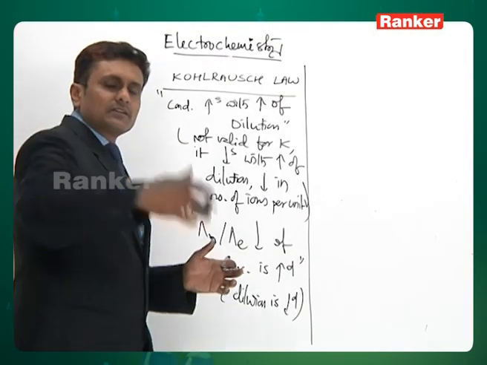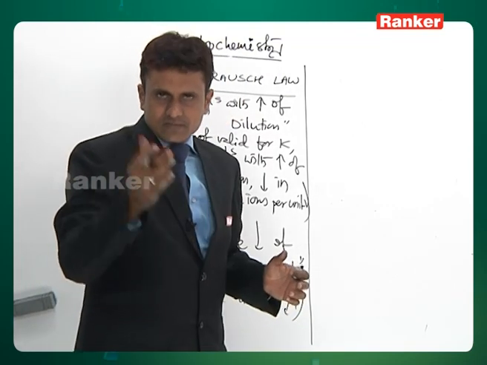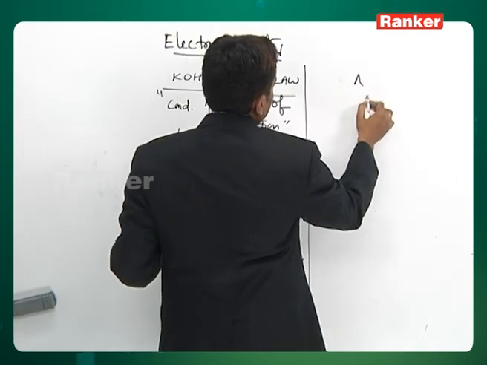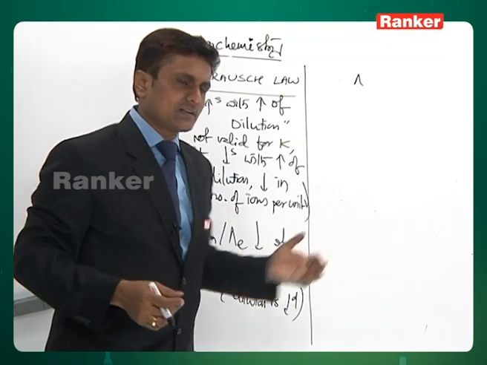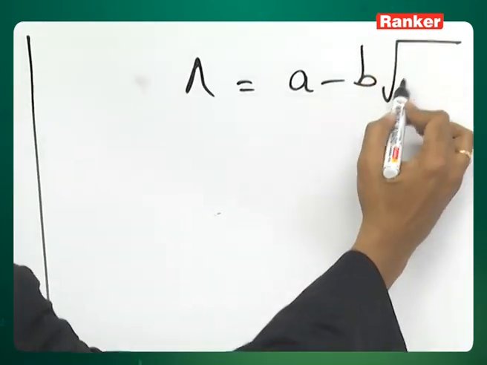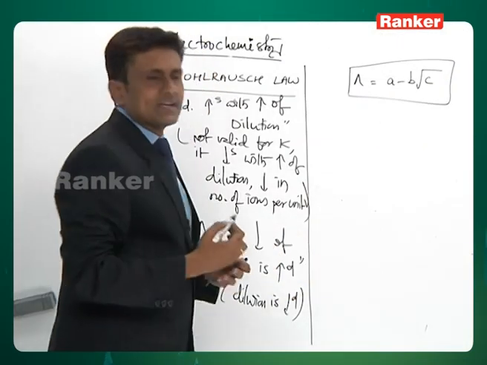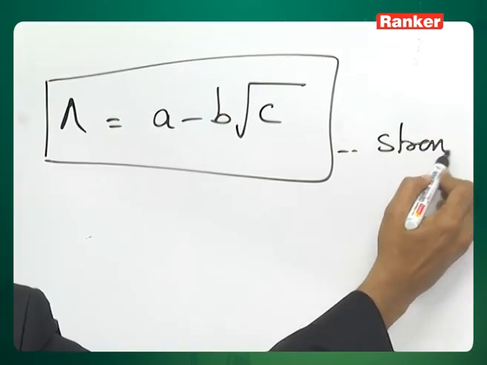So increase of dilution is increase of conductance, decrease of dilution is decrease of conductance, and decrease of dilution means increase of concentration. So these two are inversely linked. Hence when I write the relationship between the molar or equivalent conductance with the concentration, I will write it like this, where A and B are some constants. This is valid only for the strong electrolytes.